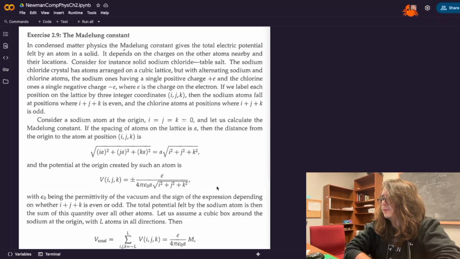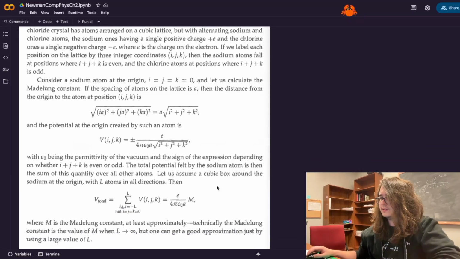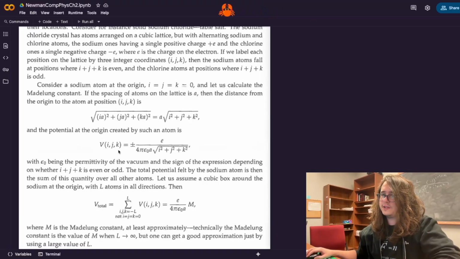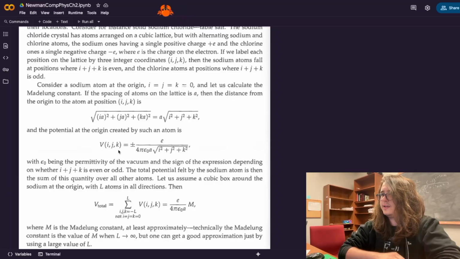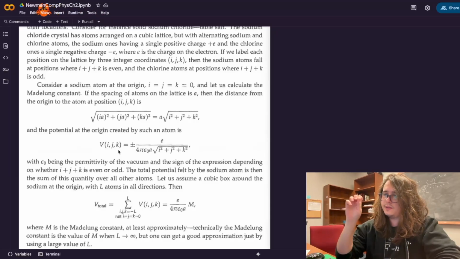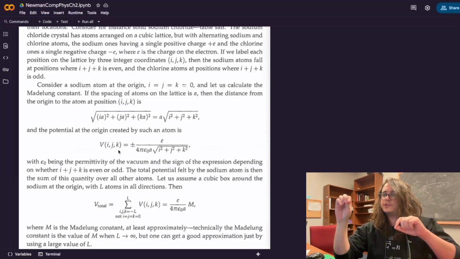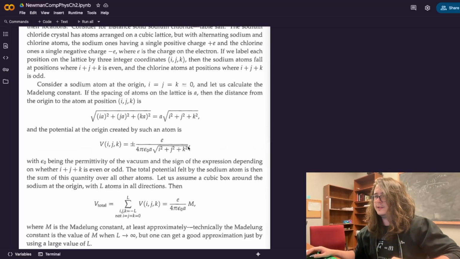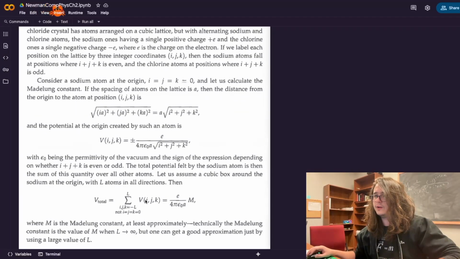They are in a lattice where they alternate positive, negative, all throughout the whole lattice. To calculate the Madelung constant, you need to first calculate V of ijk, that is the electric potential between the lattice point that you're at and the origin. That's given by this formula because it is just an electric potential. But then you sum over all ijk for that, and that is equal to a bunch of physical constants times the Madelung constant.